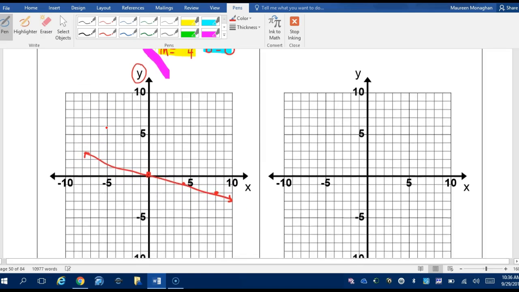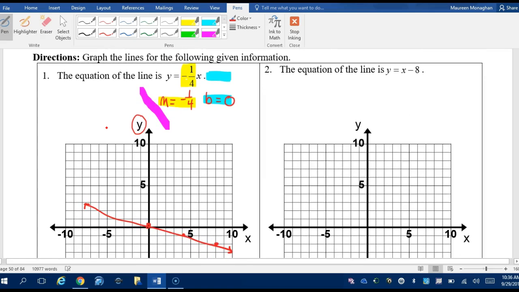The next one is y equals x minus 8. Notice how I'm doing my highlighting. That's going to be my slope. And I'm highlighting the whole thing, and that's going to be my y-intercept. So the slope is 1. The y-intercept is negative 8. And let's go ahead and plot those.